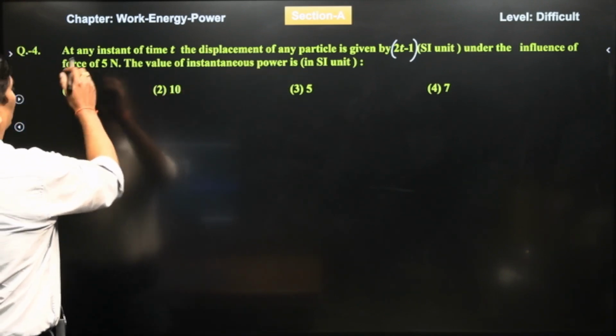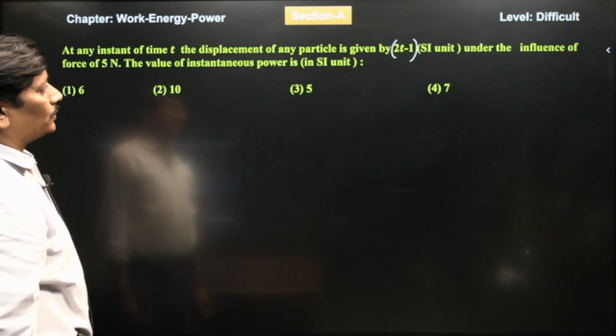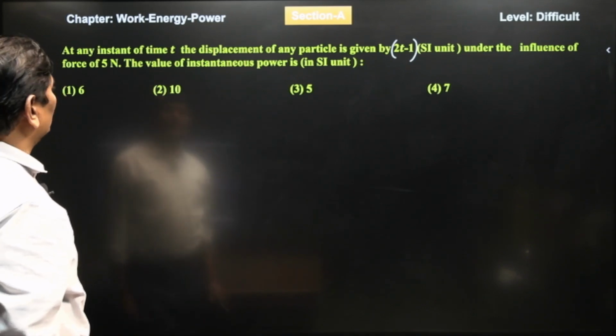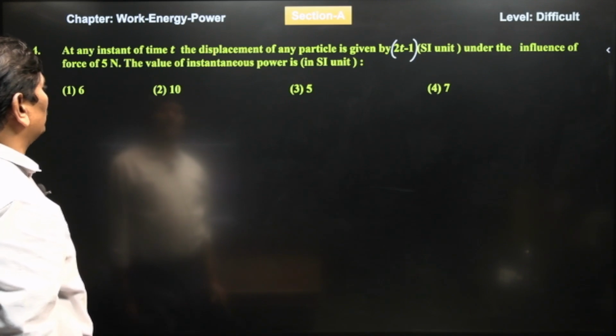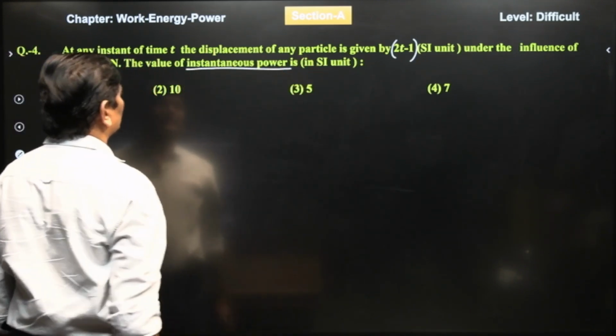When you see the question, at any instant of time t, the displacement of a particle is given by 2t minus 1 under the influence of a force of 5 Newton. They are asking about the instantaneous power.